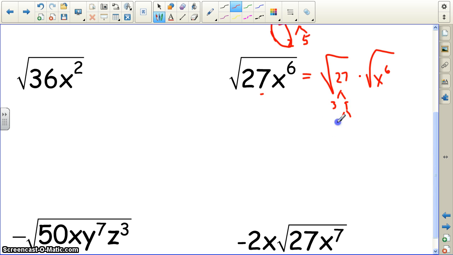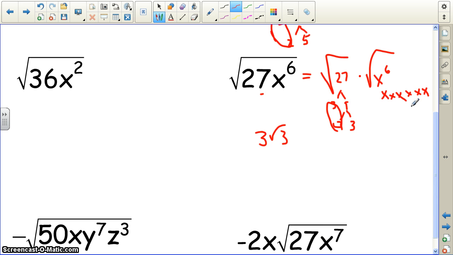9 is 3 times 3. I have a pair of 3s. So the pair goes outside. The leftover number goes inside. So now let's look at my x to the 6th. So let's think about this. X to the 6th is x times x times x times x times x, and one more.